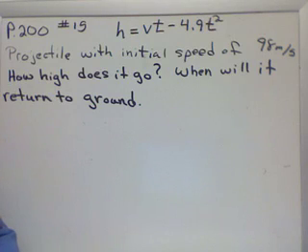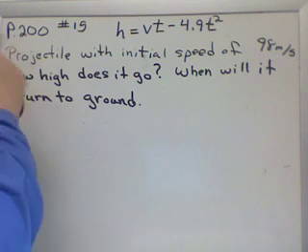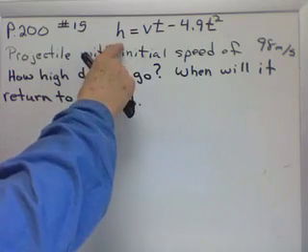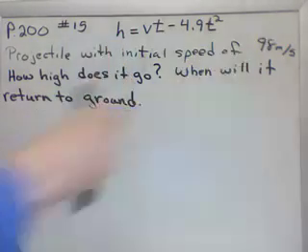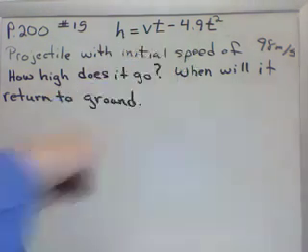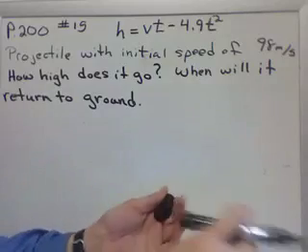Okay, this projectile problem is kind of an interesting problem. A projectile has an initial speed of 98 meters per second. How high does it go, and when will it return to the ground? Well, how high does it go is kind of easy because they give you the formula and they give you the 98 meters per second. So we could just solve that problem putting in the 98 meters per second and figure out the height.